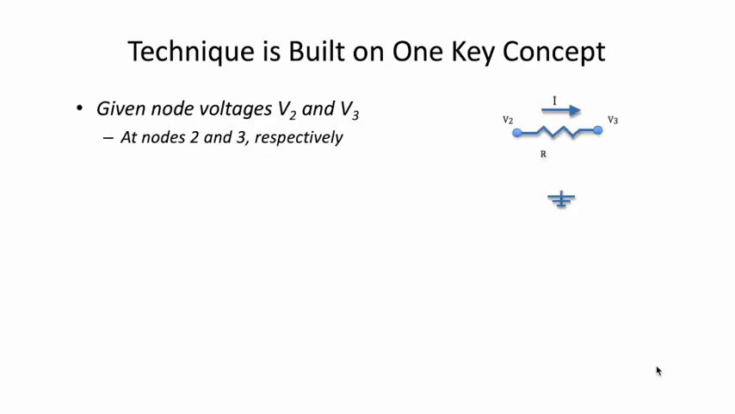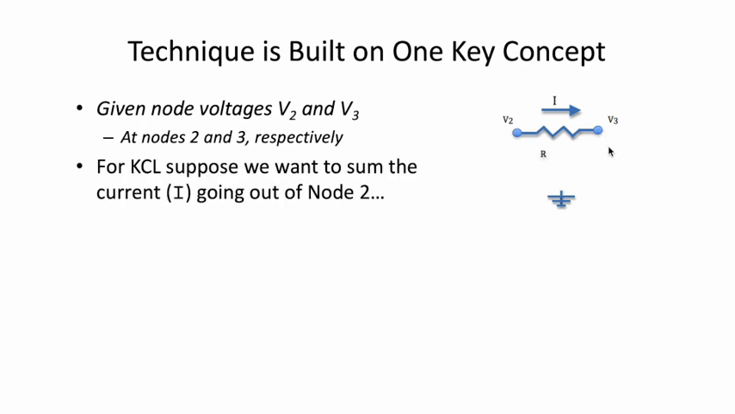The technique is built on one key concept that's illustrated here. We're given some node voltages, V2 and V3, at those two nodes. In this case, there's a resistor in between them. We're going to be doing Kirchhoff's current law, and suppose we want to sum the current I, shown here, going out of node 2.